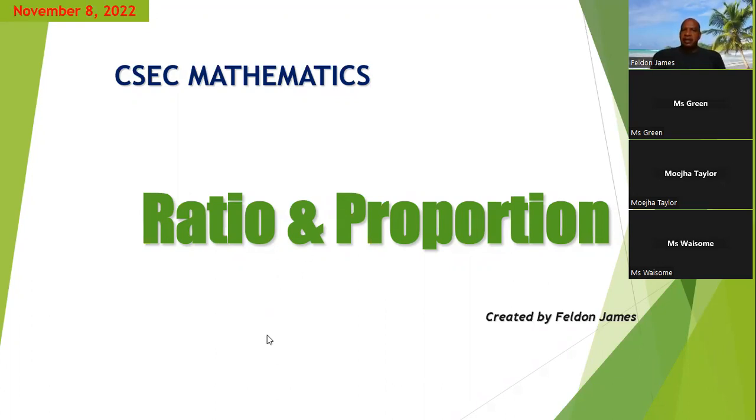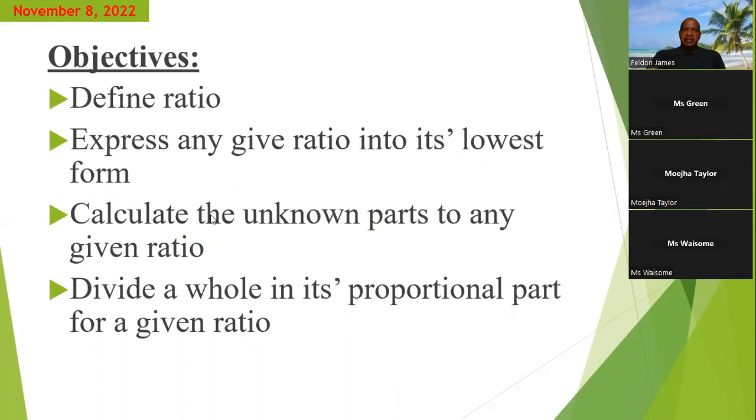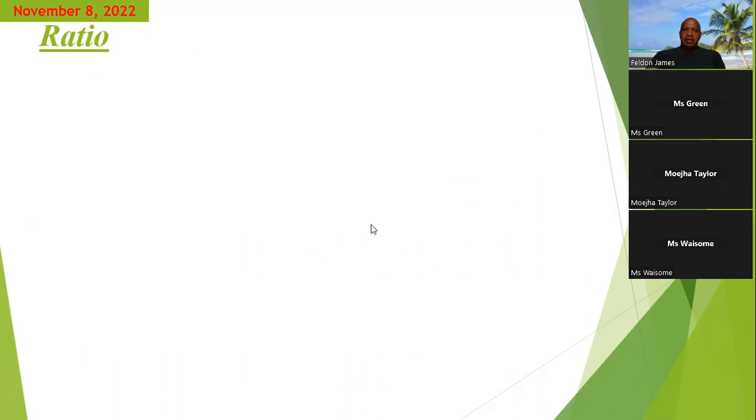Ratio is in relation to fraction, right? As we can recall, rationals are fractional numbers. And so when we talk about ratio, we are really relating it to fraction, even though we are looking at shares. Now, in terms of shares, when we talk about ratio, we're thinking in terms of shares.